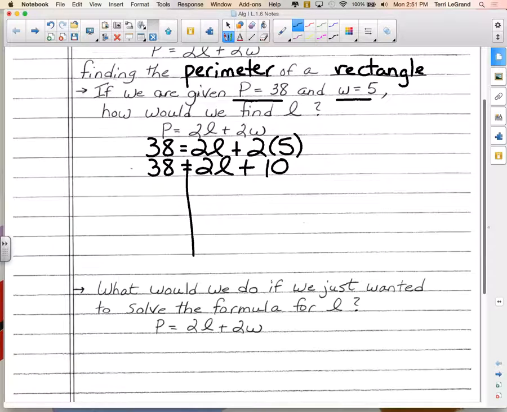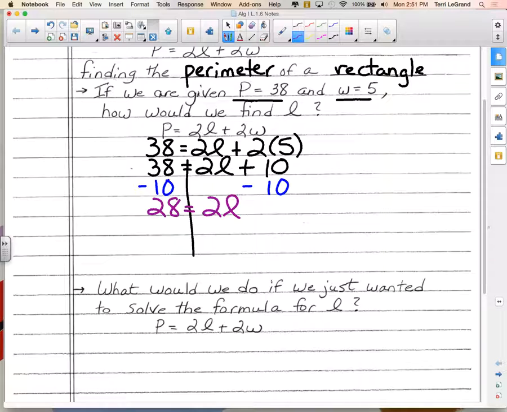And you guys know how to solve this, right? What do we do first? Go ahead, Jennifer. Yeah, subtract 10. So if we're solving for L, the goal is to get L by itself, correct? So the first thing we're going to do is undo that addition. We're going to subtract 10. And now what's our equation going to read? 28 is equal to 2L.